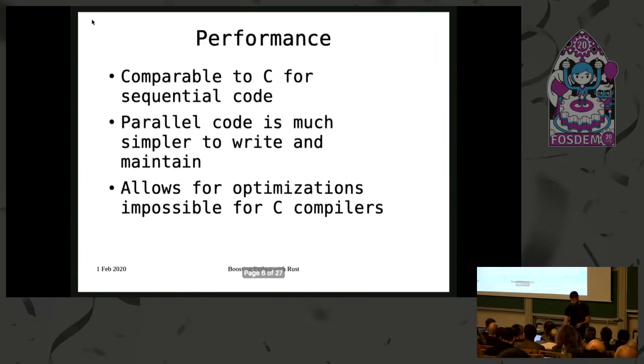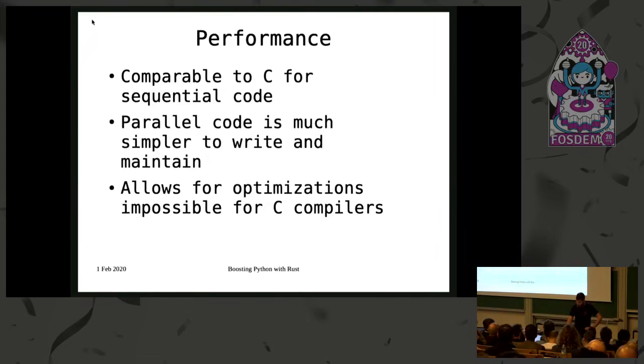There are many reasons to choose Rust, but one of the main reasons is performance. It's comparable to C for sequential code, kind of. Parallel code is much simpler to write and to maintain. So for us, in a version control system, it's a very good asset. And it allows for optimizations impossible for C compilers. I'm not saying that Rust is faster than C, as it is. Sometimes it is. Most of the time, it's not.